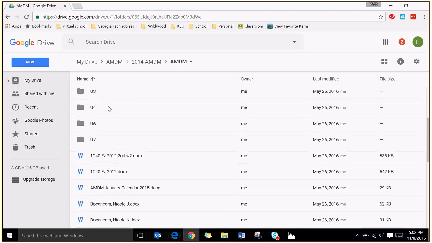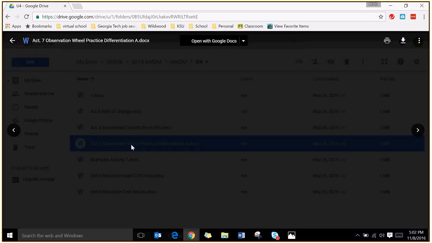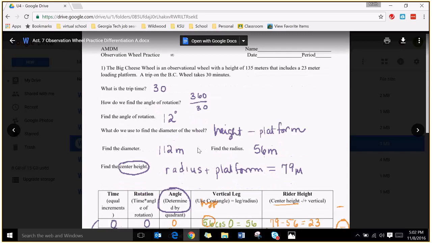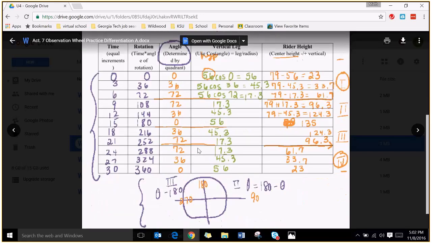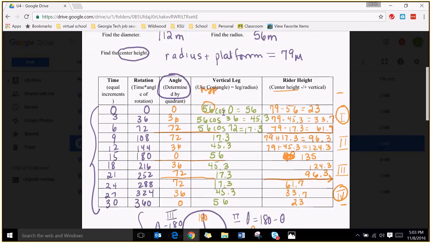Wait, so for the example that you just did for the vertical leg and the rider height, was that for 1 minute or 0 minutes? It was 0 minutes. Okay, so here's a good example where it's all filled out. So here's the angle. The vertical leg is just the cosine of that angle.